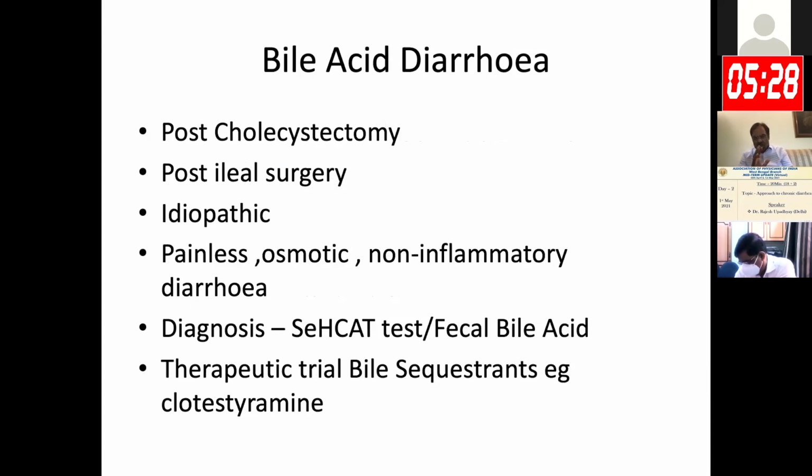Now, this is one thing which is less often diagnosed, and this is bile acid diarrhea, and usually occurs in patients who have had ileal surgery or gallbladder surgery, and sometimes idiopathic. And this is a sort of painless osmotic type of diarrhea. And testing for this is very uncommon. The SeHCAT test is hardly ever done. Fecal bile acids can be taken, but again, it is not commonly done.